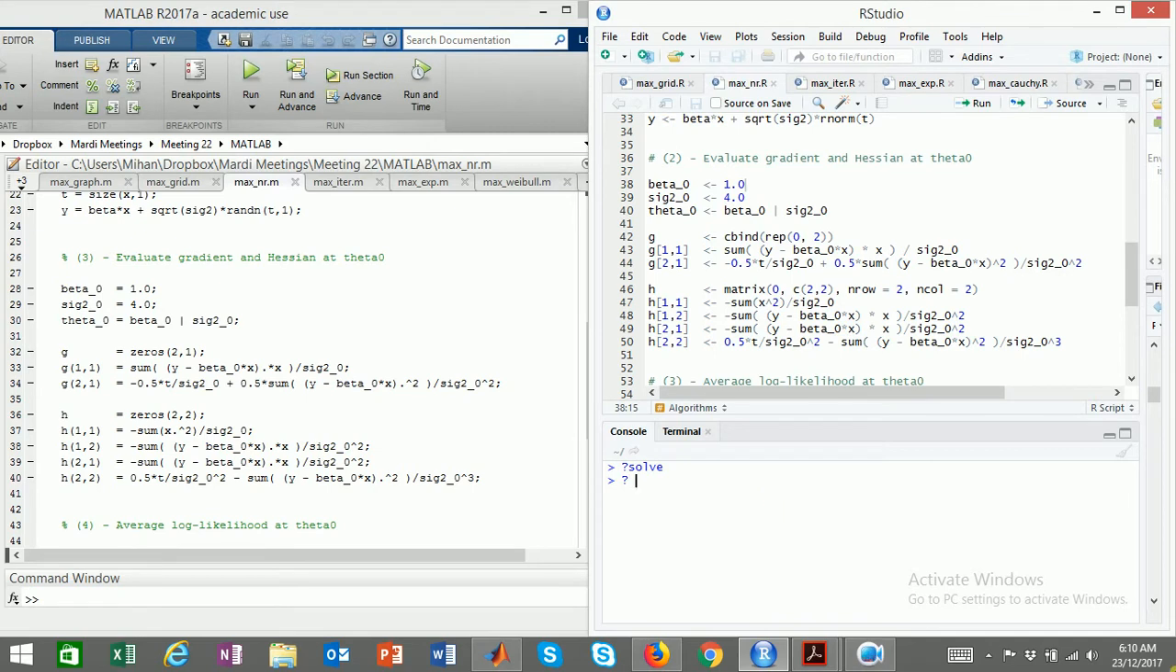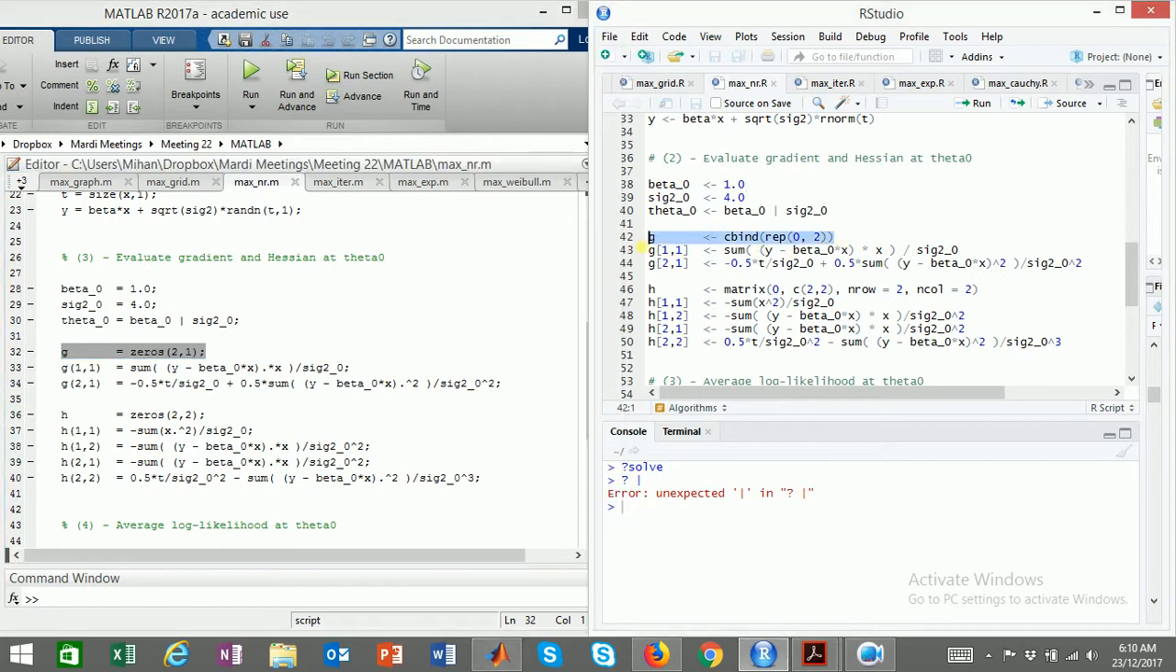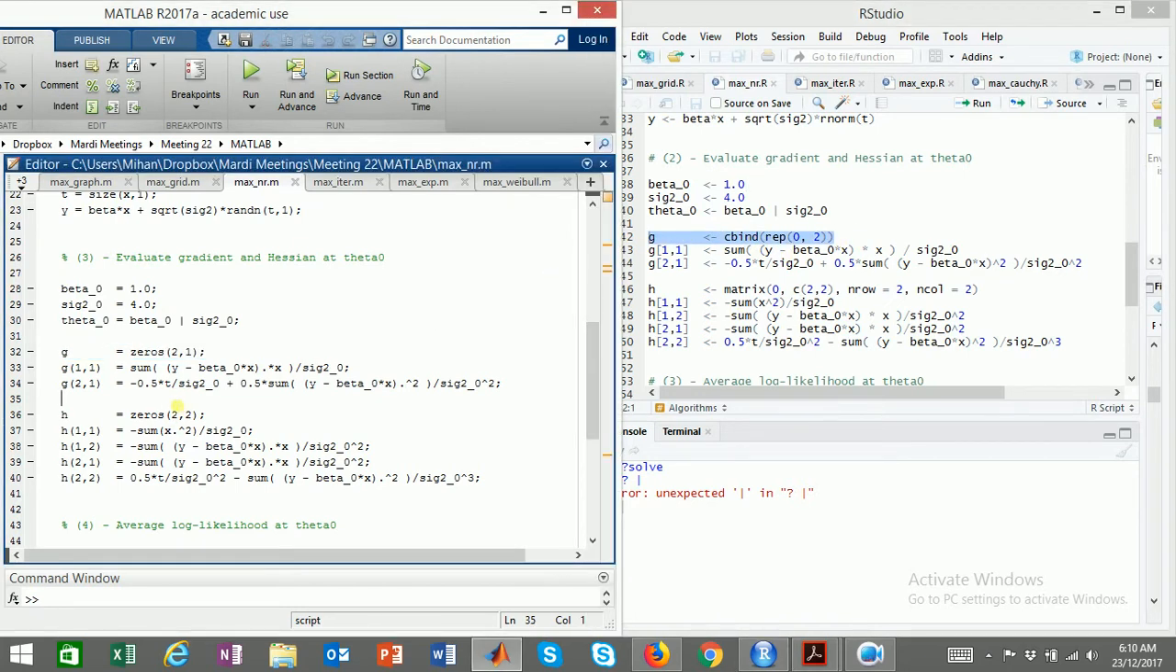Yeah, where is the line thing? Okay, then comes the gradient. First pass, because you have two parameters, replicate 0 twice. Then 1 is, there is no for loop, but this is good practice anyway. Beta not x multiplied by x divided by sigma square, and log likelihood function, that's all. Then h is equal to 0s to 2 Hessian.